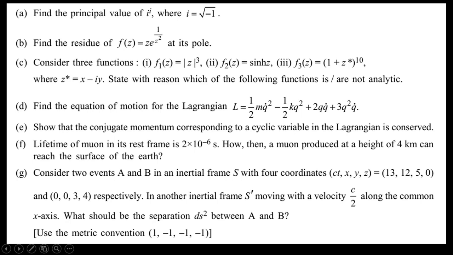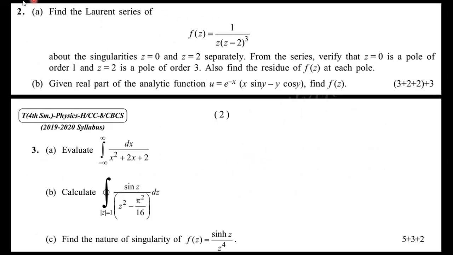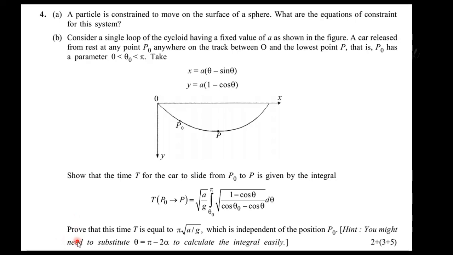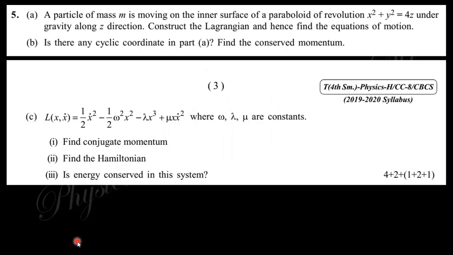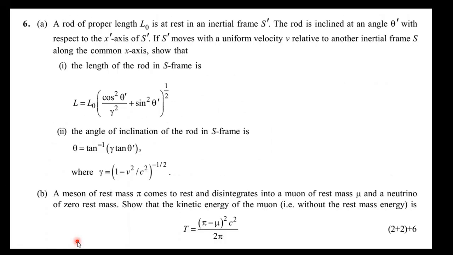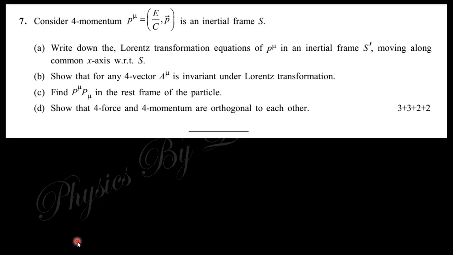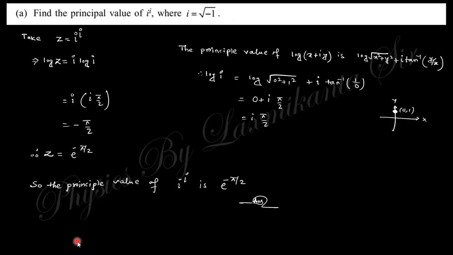Question number 1: A, B, C, D, E, F, G. Then 2: A, B. 3: A, B, C. 4: A, B. 5: A, B, C. 6: A, B. 7: A, B, C, D. Okay, so this is the total question asked in 2021 in Calcutta University 4th semester physics honors. So look at the answers one by one.